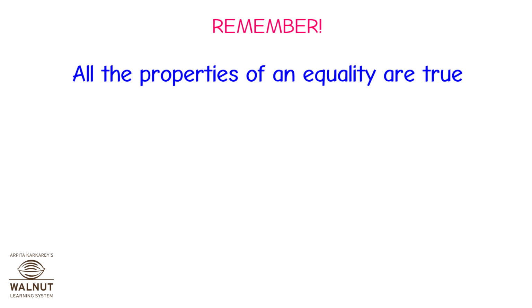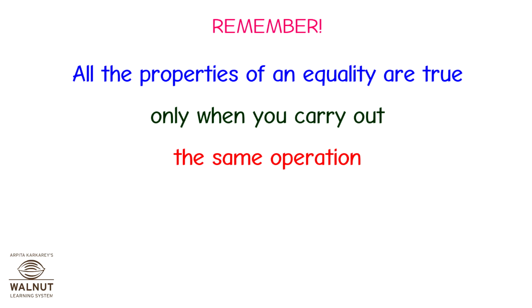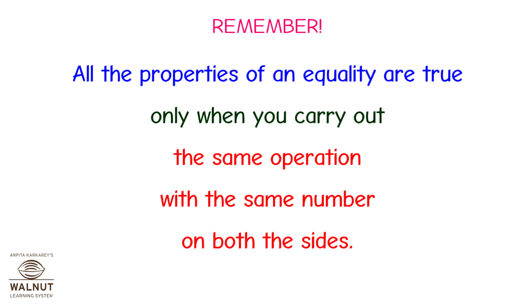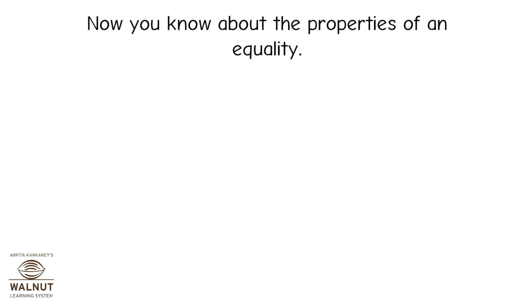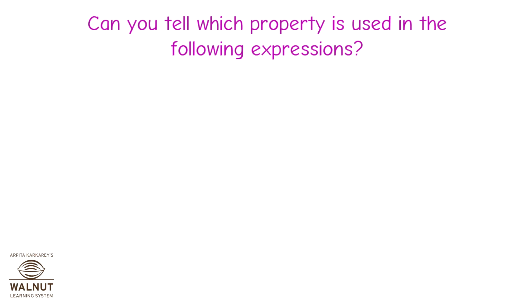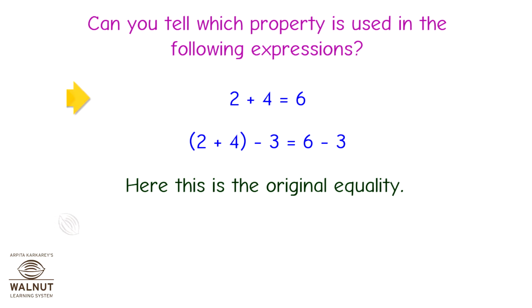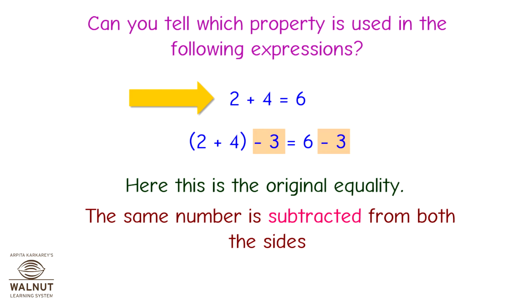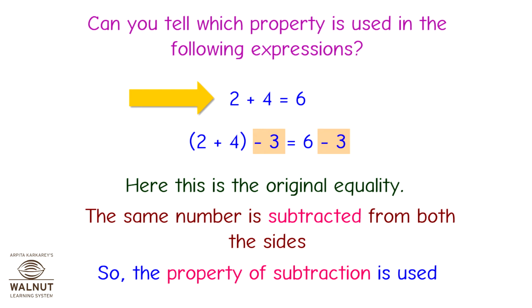Remember, all the properties of an equality are true only when you carry out the same operation with the same number on both the sides. Now you know about the properties of an equality. Can you tell which property is used in the following expressions? 2 plus 4 is equal to 6. 2 plus 4 minus 3 is equal to 6 minus 3. Here, this is the original equality. The same number is subtracted from both the sides. So, the property of subtraction is used.